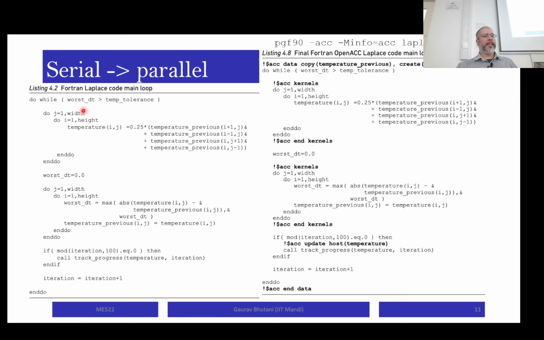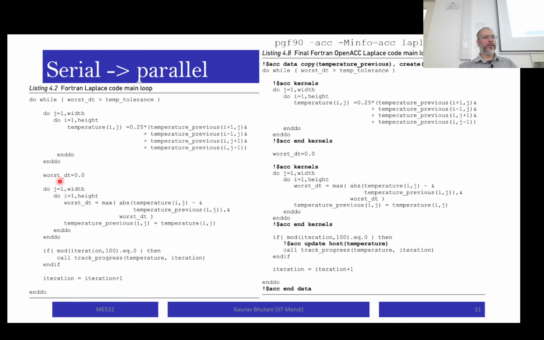Then you have these two do loops, which are basically taking j from 1 to width, i from 1 to height. So you have a two-dimensional situation, not a 3D room like this, but a two-dimensional plate, and you are solving for temperature at different grid points on the 2D plate. These two do loops simply refer to the elements of the matrix C. So you can definitely parallelize this, right?